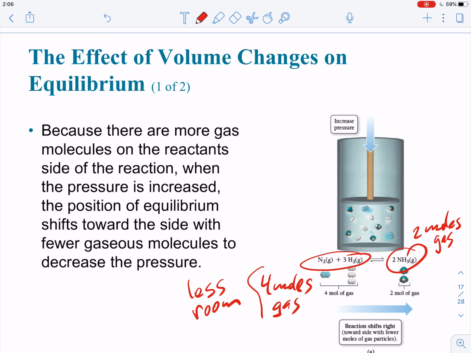Then the impact on the equilibrium is, well, if the initial impact of reducing the volume is an increase in pressure, your equilibrium will respond in such a way that it will decrease the pressure. How will it decrease the pressure? By going to the side with the least number of moles of gas. In that way, by decreasing the number of molecules in the gas phase, it will relieve the pressure. So that's why decreasing the volume will shift towards the side with the least number of moles of gas.